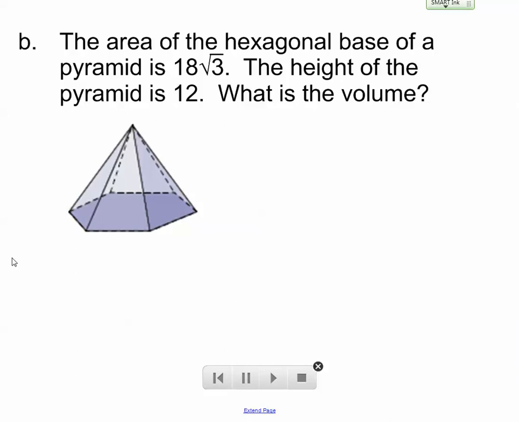All right, the area of the hexagonal base of a pyramid is 18 times the square root of 3. Okay, the height of the pyramid is 12. What is the volume? Okay, well, let's just start by writing down the formula. That always helps to get us started. It says that volume is 1/3 the area of the base times the height. Do we know the area of the base? Yes, they flat out gave it to us right there, 18 times the square root of 3.